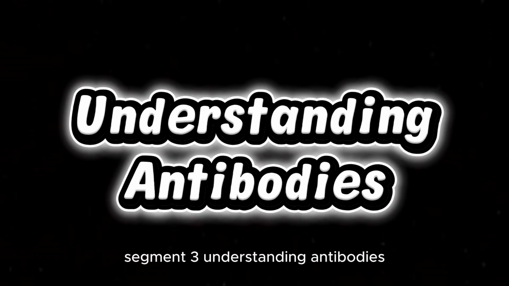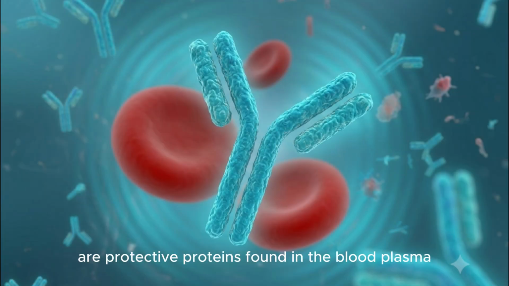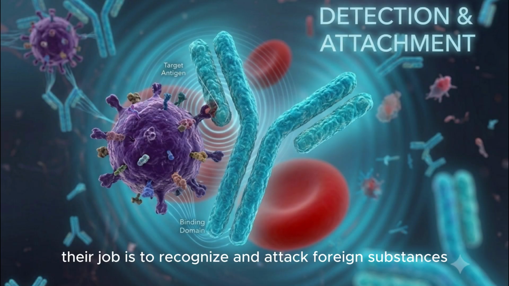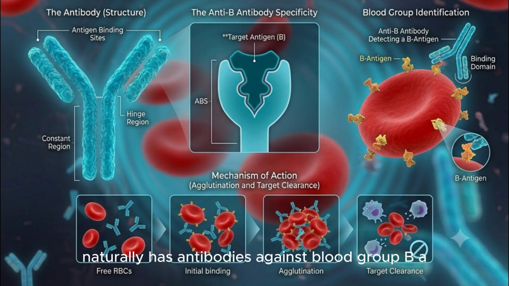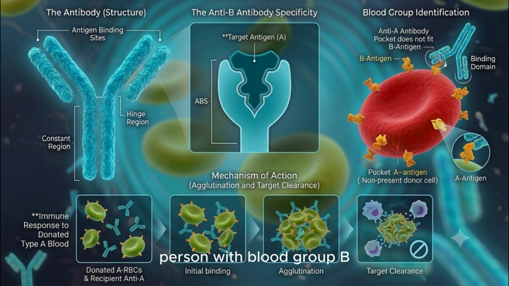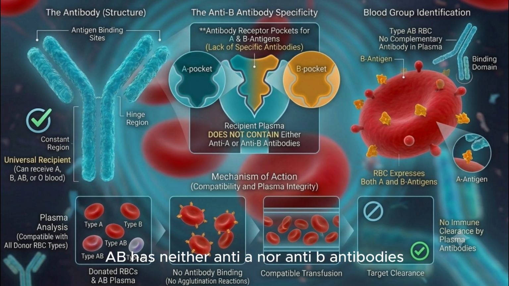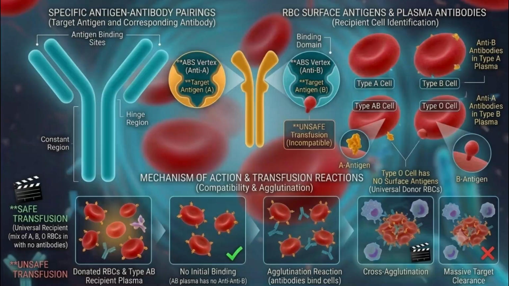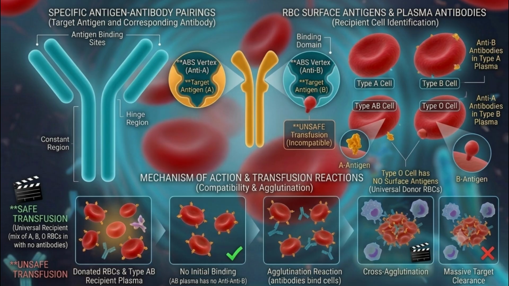Segment 3. Understanding antibodies. To understand blood compatibility, we also need to talk about antibodies. Antibodies are protective proteins found in the blood plasma. Their job is to recognize and attack foreign substances. A person with blood group A naturally has antibodies against blood group B. A person with blood group B has antibodies against blood group A. A person with blood group O has antibodies against both A and B. A person with blood group AB has neither anti-A nor anti-B antibodies. This relationship between antigens and antibodies determines which blood types can be safely mixed.